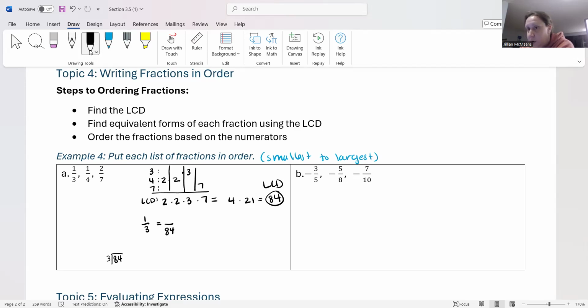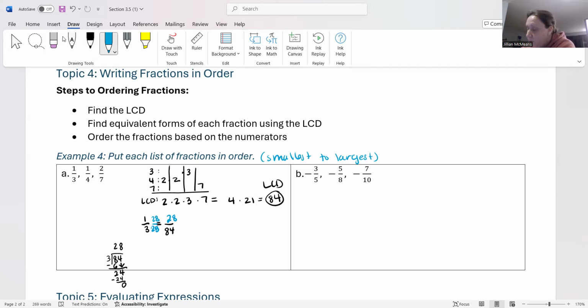So let's see, 3 will go into 8 twice. 2 times 3 is 6. We want to subtract 6. That leaves us a 2. We drop down the 4. So 3 into 4, it goes 8 times. 8 times 3 is 24. I get a 0 remainder. So that tells me I would have to multiply 3 by 28 to get 84. Okay? So we're going to multiply top and bottom by 28. So we get 28 over 84.